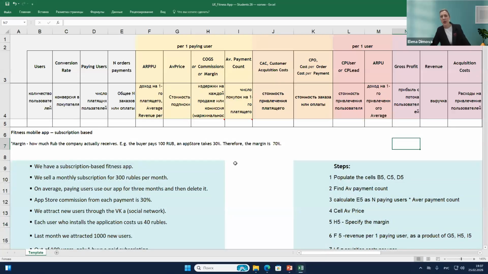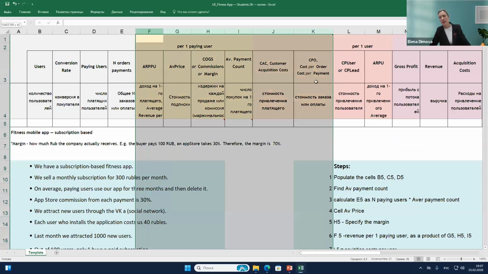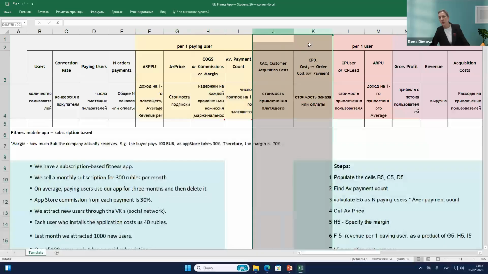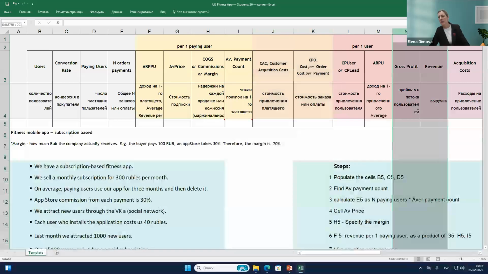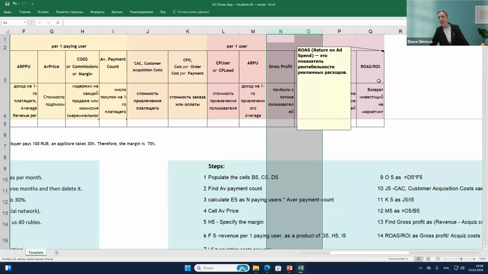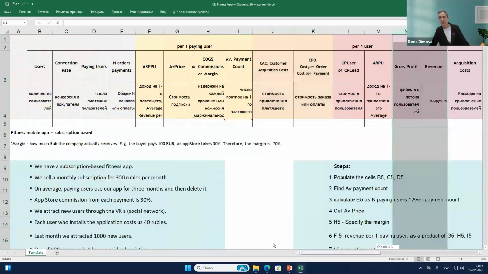So I will continue. The template is structured in such a way that in the middle we need to calculate some very popular unit economics metrics based on the revenue per user, per customer, and customer acquisition costs. Finally, we need to end up calculating gross profit, revenue also per one user or per one buyer. And finally, as I already showed, we need to calculate return on marketing investments.